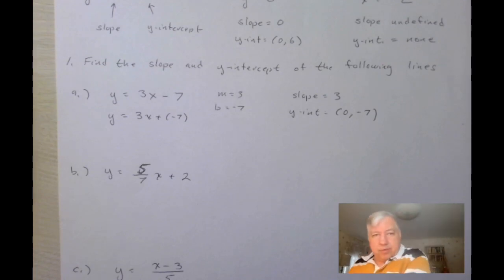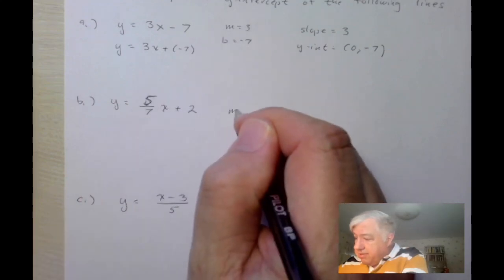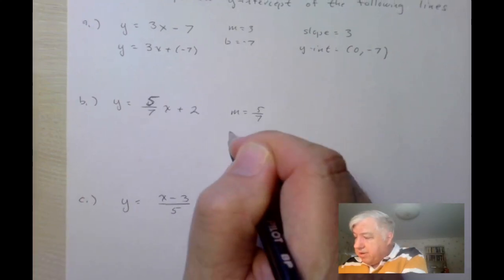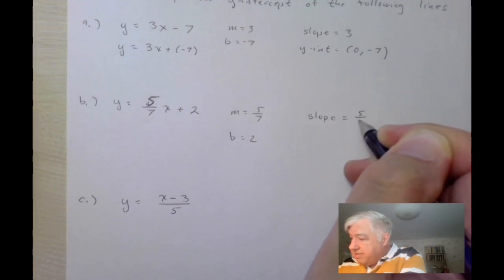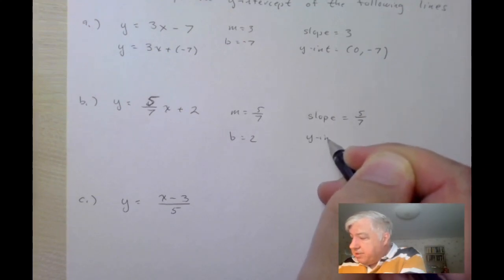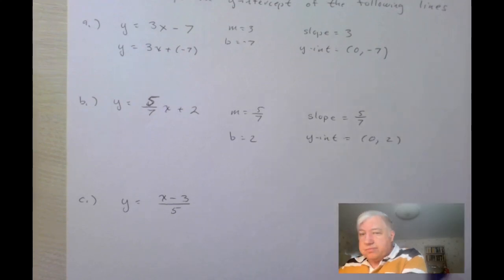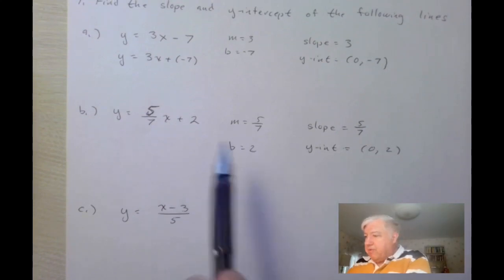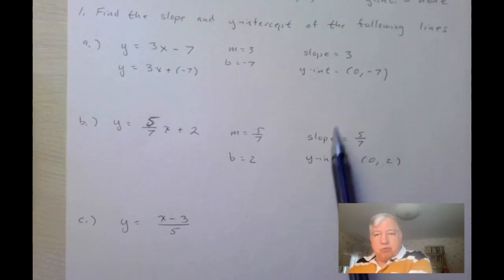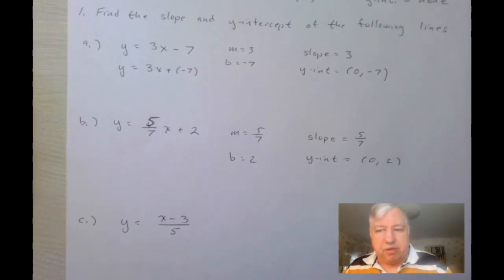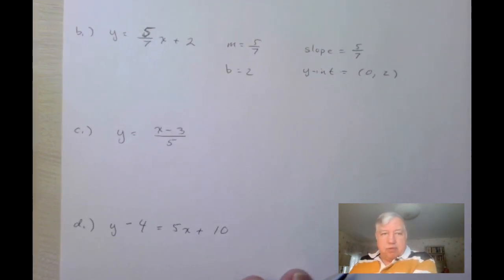All right. Here we can see that our m is going to be 5/7. That's our slope, and our b is 2. So the slope is 5/7, and the y-intercept is (0, 2). Okay. And I should say we can see without really looking at the graph that, since the slopes are both positive, we know that these lines will be increasing.